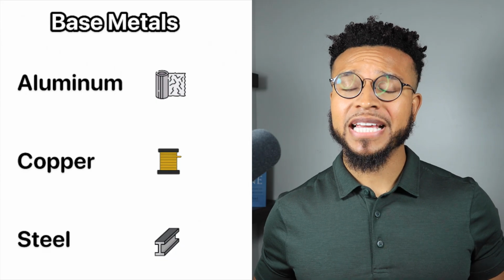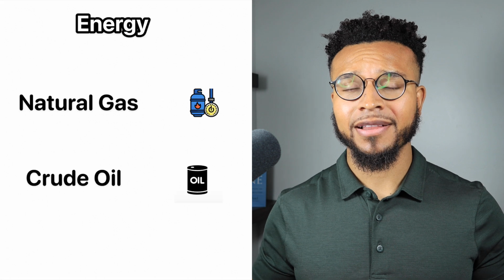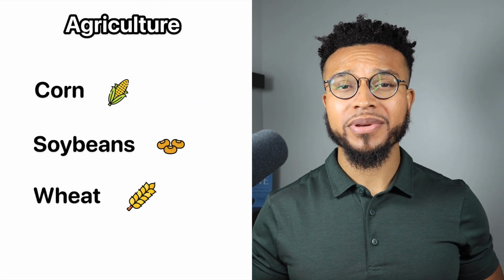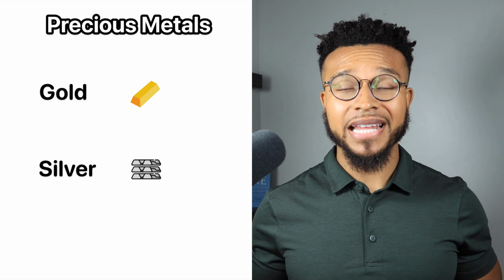You have base metals like aluminum, copper, and steel. You have energy like crude oil and natural gas, agriculture like corn, soybeans, and wheat, and precious metals like gold and silver.